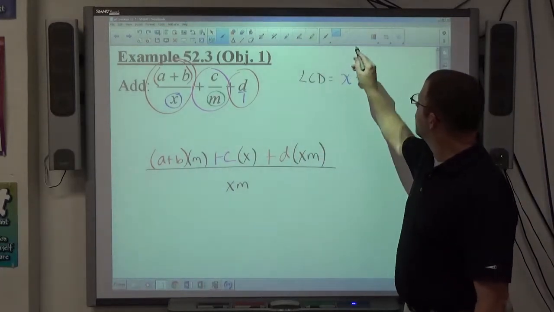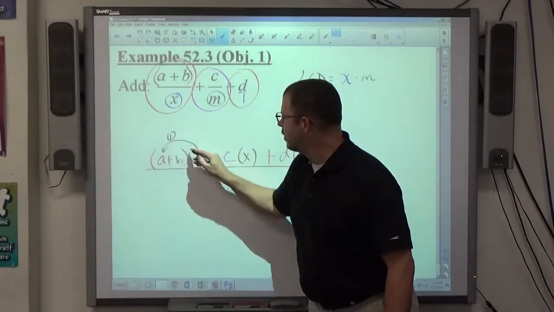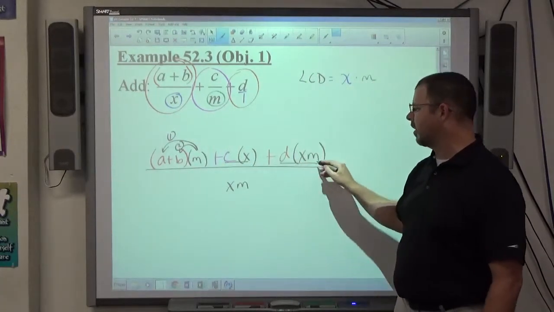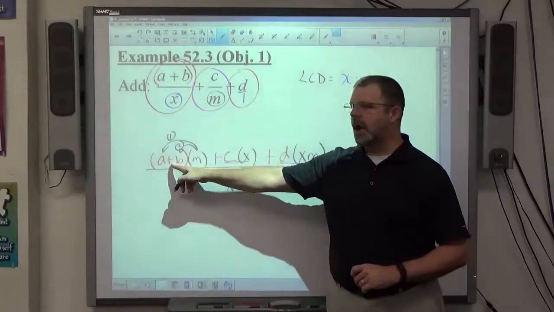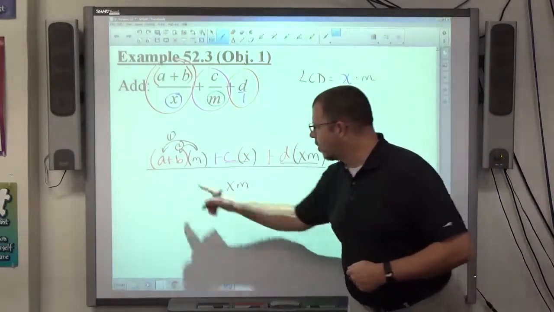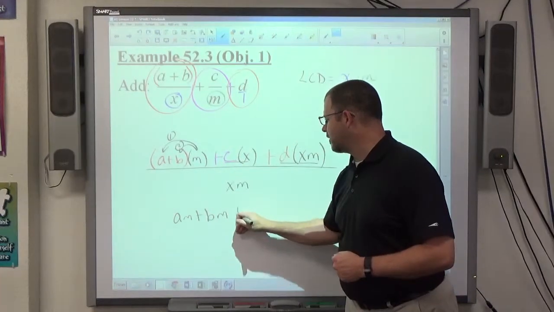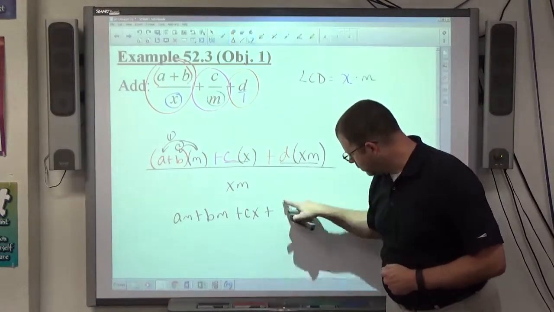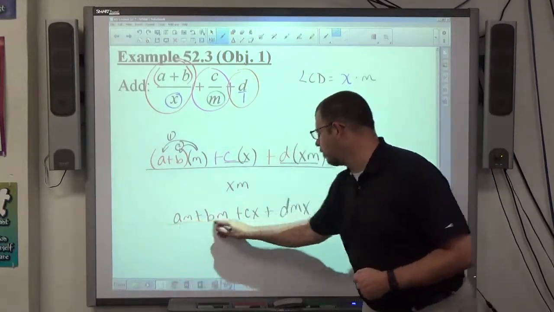And then we simply distribute when necessary. This is a distributive property. First, second. This is just one thing times one thing. This is just one thing times one thing. Okay, distributive property is necessary when things are being added or subtracted times something, not something times something times something, just a bunch of multiplication. So this is going to be am plus bm. That's going to be plus cx. This is going to be plus dmx. Oops. D goes the other way. Plus dmx. All over mx.